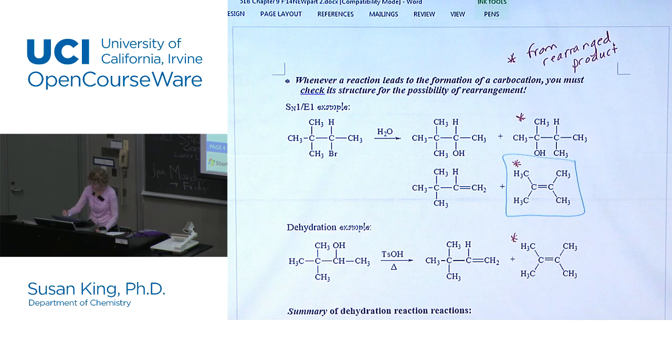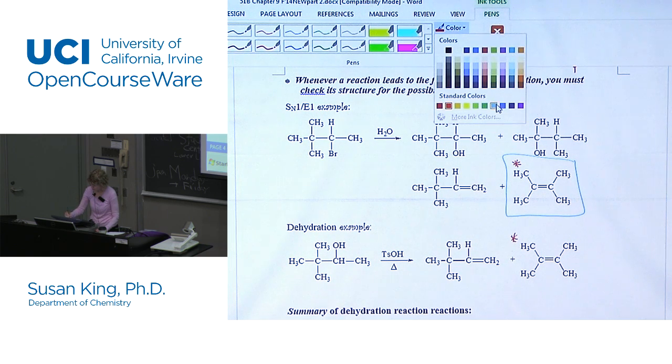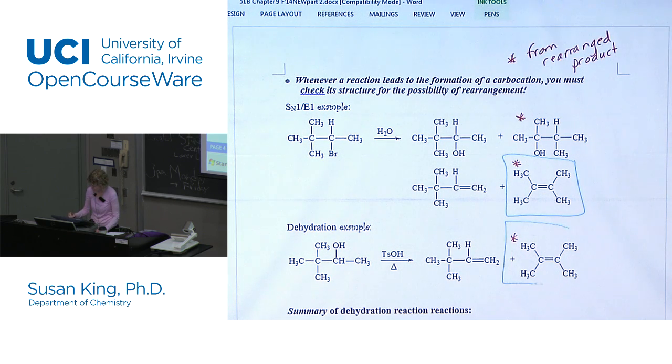And so definitely this one's going to be the major product, the second one drawn, because it's a tetrasubstituted alkene.